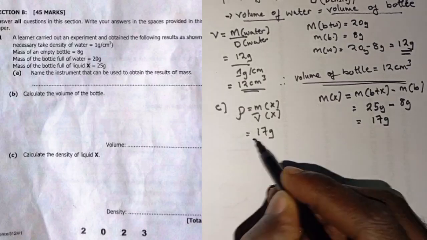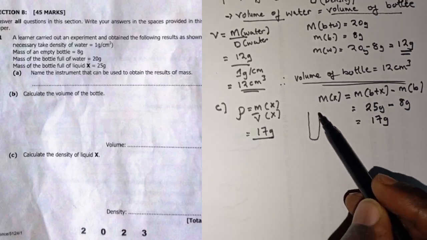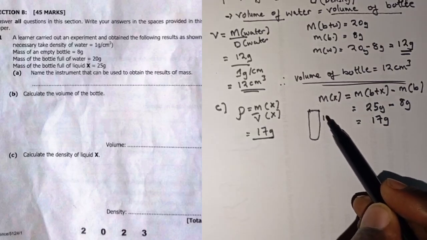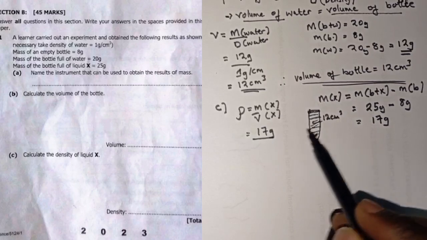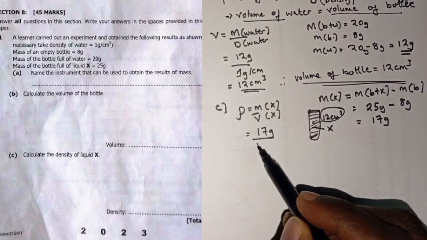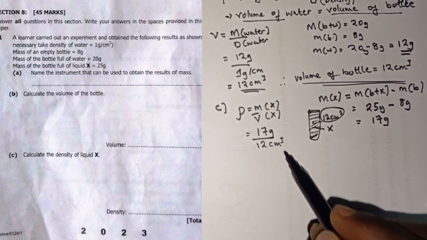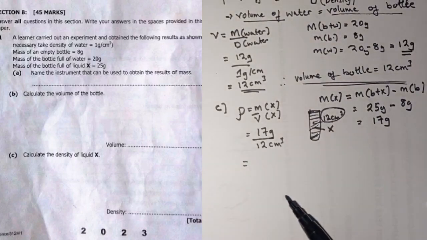grams. Okay, now the bottle is full, so it fills up. If you calculated the volume of your bottle to be 12, meaning that if you fill it up, it is the same volume of this liquid X, it is filled up with liquid X up to 12 cubic centimeters. So we still use 12 cubic centimeters, and then we find the answer here. Very simple reasoning that we are simply using in this question paper.